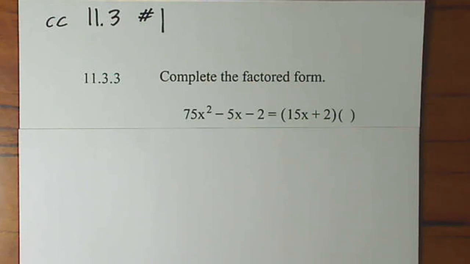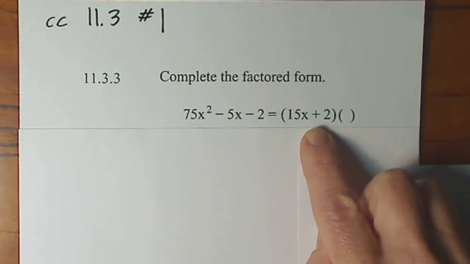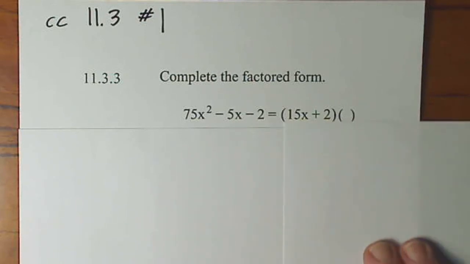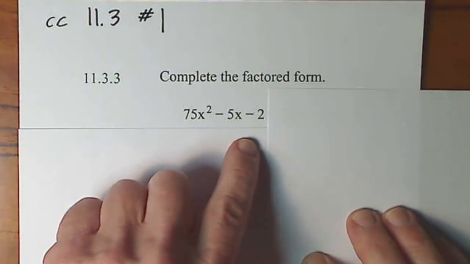In factoring this equation, it might be a little confusing to see something on the other side of the equal sign. This 15x plus 2 is just one of the binomial factors. It's part of your answer. It might be easier to understand this if we just cover that up. Basically, they're asking you to factor this trinomial.